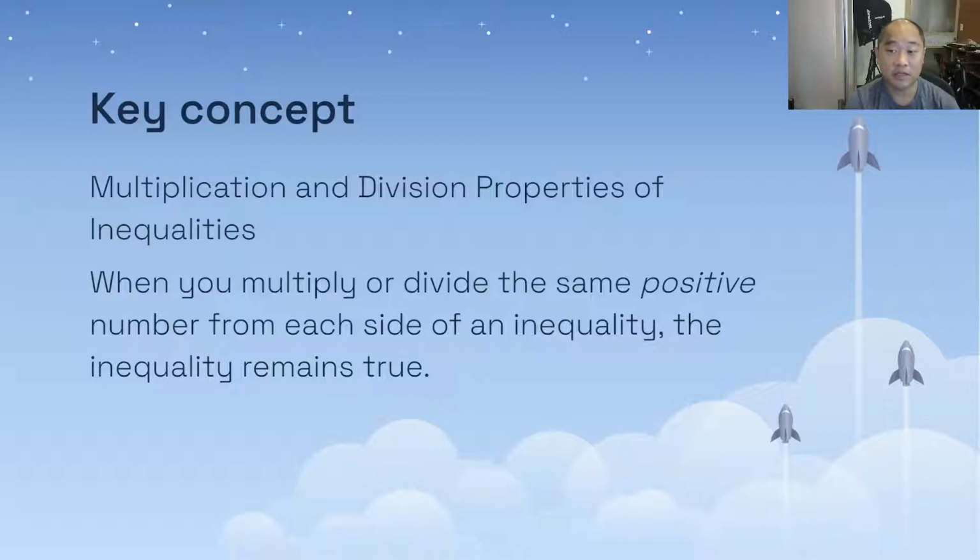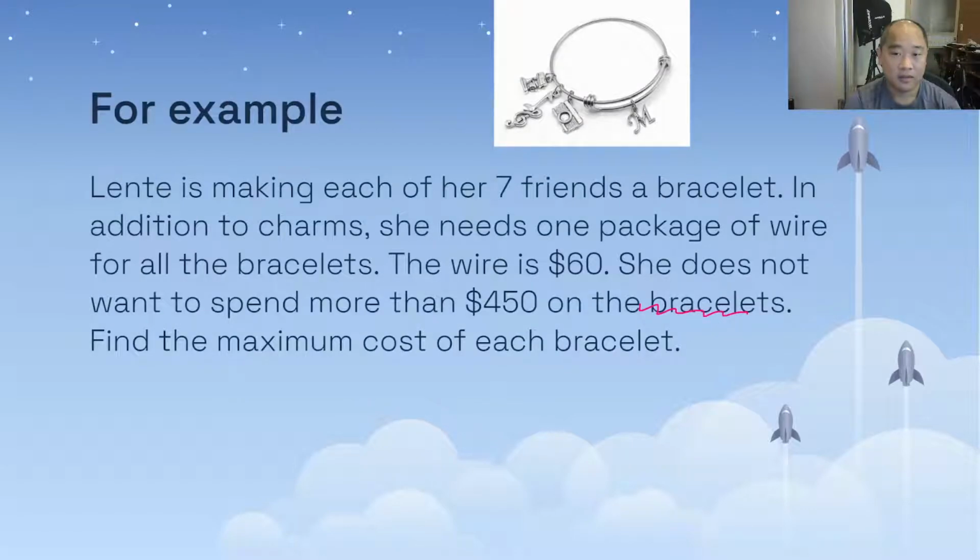Okay, with multiplication and division, you can still do it as long as it's positive. So let's take an example then. Let's say that Lenta is making each of her 7 friends a bracelet. And so the bracelet's going to have these charms, right? These things are called charms. And then she needs the wire, right? This thing right here. She needs the wire.